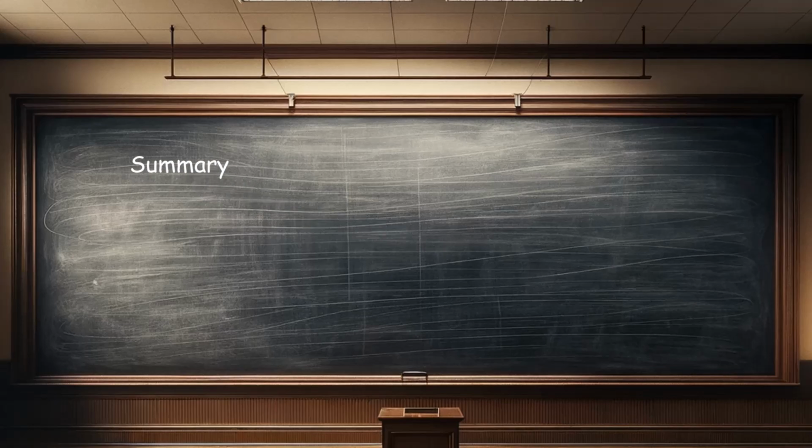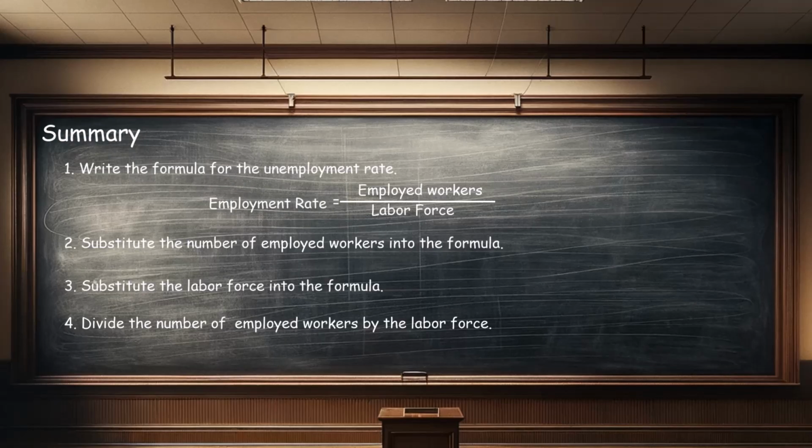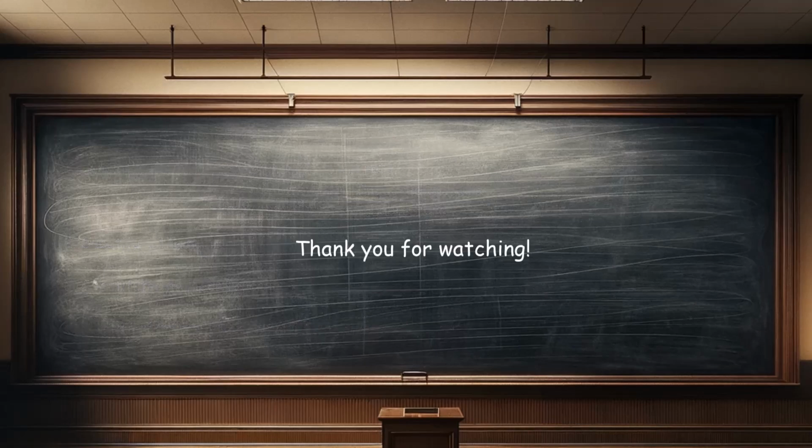This homework help video looked at how to calculate the employment rate as a proportion of the labor force. The solution used the formula, the employment rate equals the number of employed workers divided by the labor force. After substituting the number of employed workers and the labor force into the formula, the employment rate was calculated by dividing the number of employed workers by the labor force.